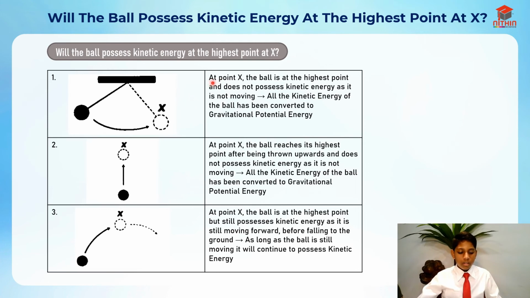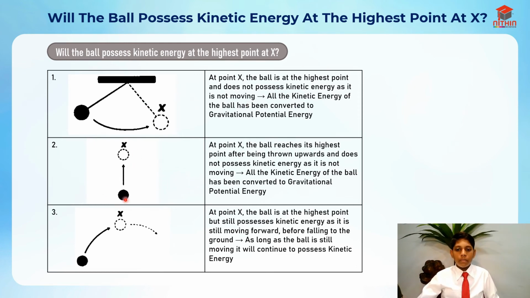Next. For the first one, at point X, the ball is at the highest point. So this is point X, the highest point, and the ball does not possess kinetic energy as it is not moving. Basically, all the kinetic energy of the ball has been converted to gravitational potential energy. Kinetic energy is basically movement, right? And there is no movement. That's why it does not possess any kinetic energy.